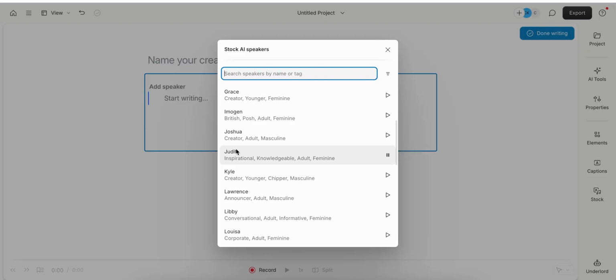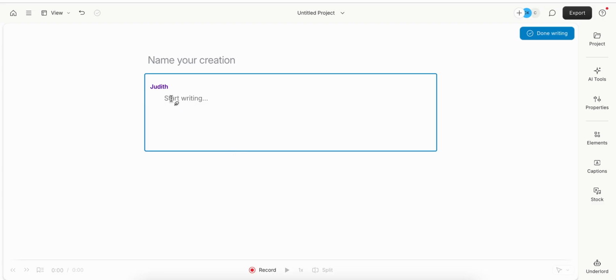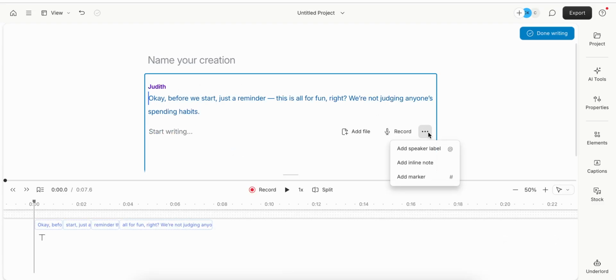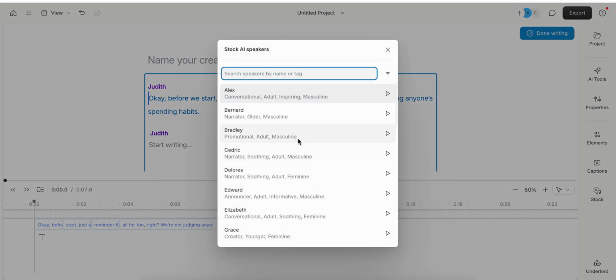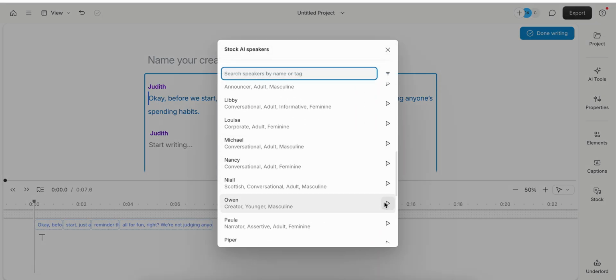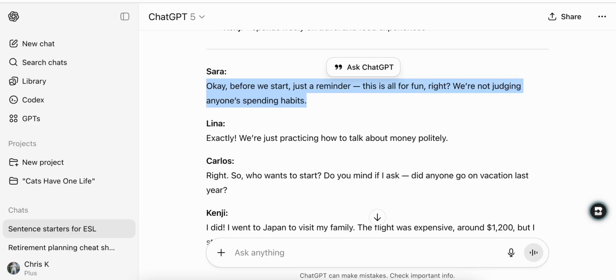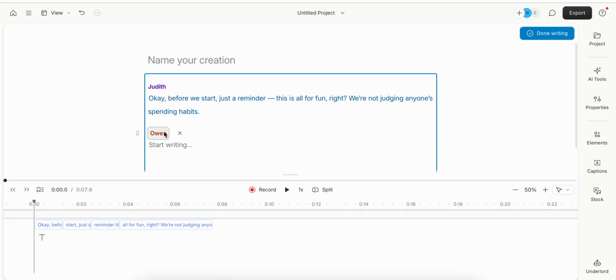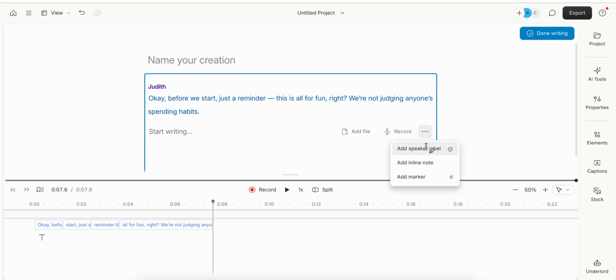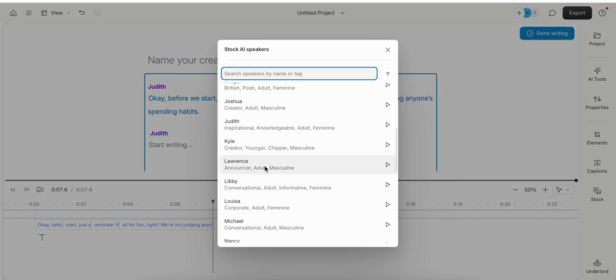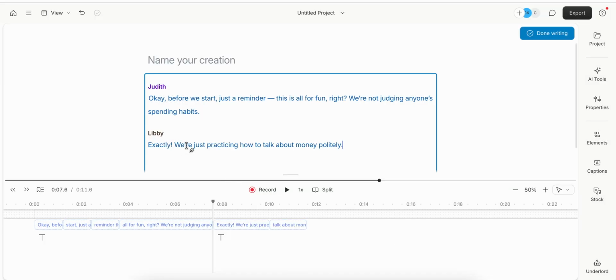Life is like a camera. So I can do one person, and then the next person could be, I don't know. I think it's a guy, right? Life is like a camera. Oh, Lena. Okay, it's female. So let's make that. Life is like a camera. Just focus on what's important. Sure. We'll use Libby. Okay.